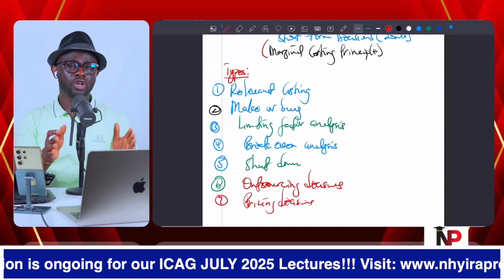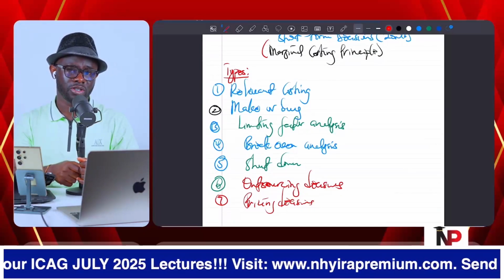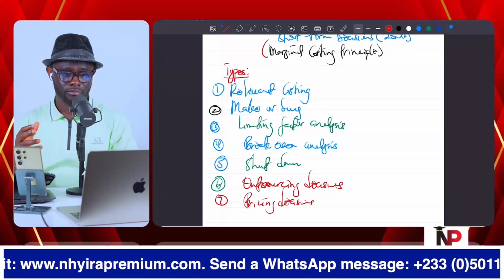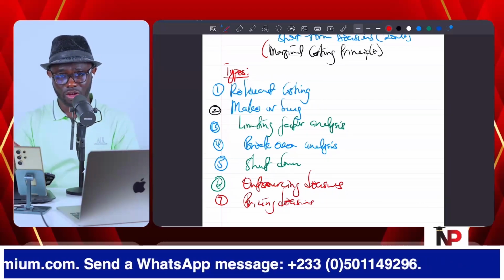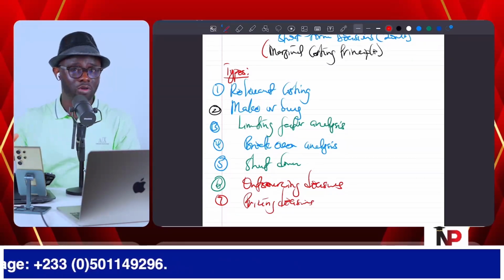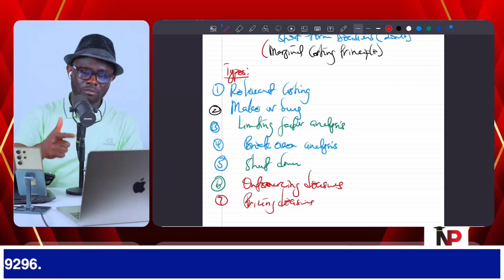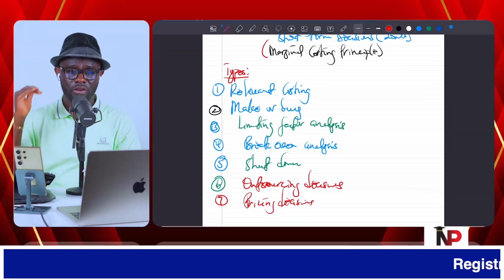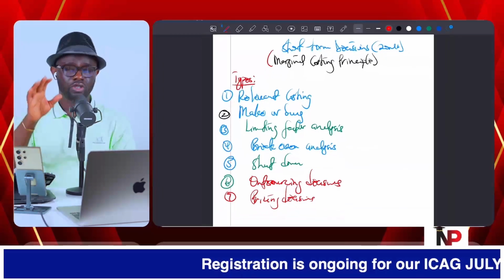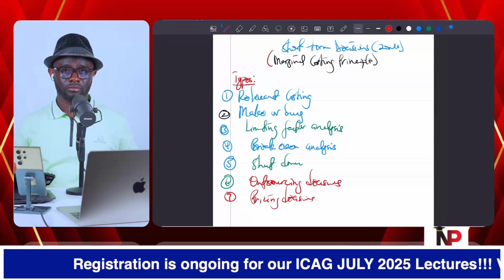Remember, each of these we are applying the marginal costing principle. And under each of them, there are some theories you must understand. So when it comes to make or buy, there are theories there. When it comes to limiting factor, there are theories there. Break-even analysis, BOBO, there are theories there. We come to outsourcing decisions as a theory area, pricing decision, theory area. That is short-term decisions, 20 marks.